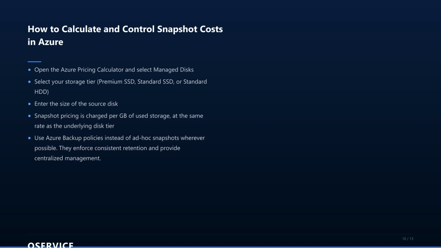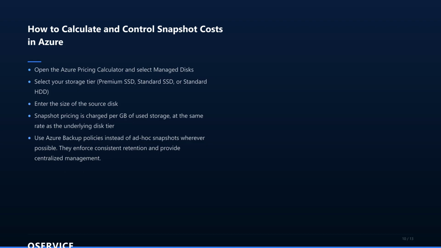Snapshot management best practices: set a retention policy. Azure Backup lets you define how long snapshots are kept before automatic deletion. 7 days of daily snapshots plus 4 weeks of weekly snapshots is a solid baseline for production databases. Use Azure Backup policies instead of ad hoc snapshots wherever possible. They enforce consistent retention and provide centralized management.